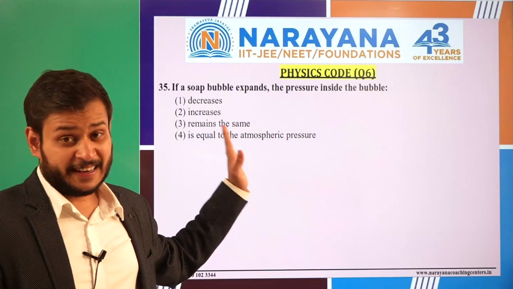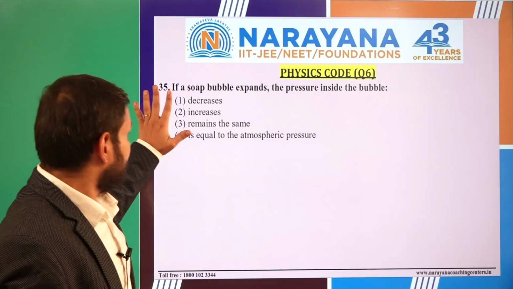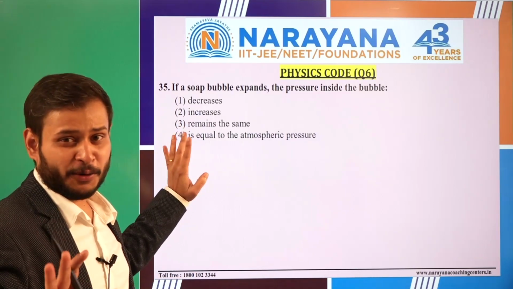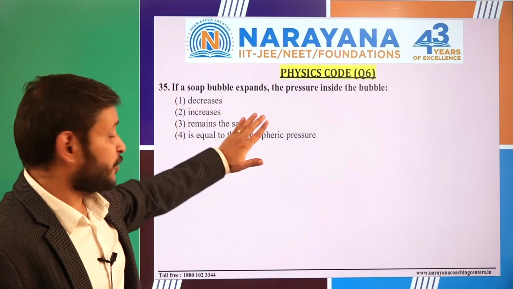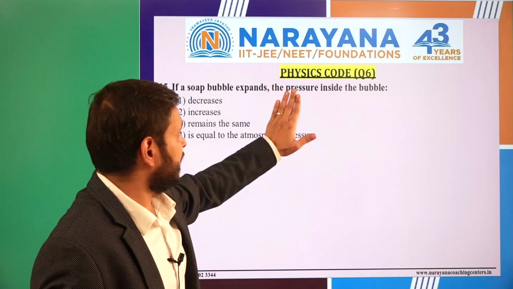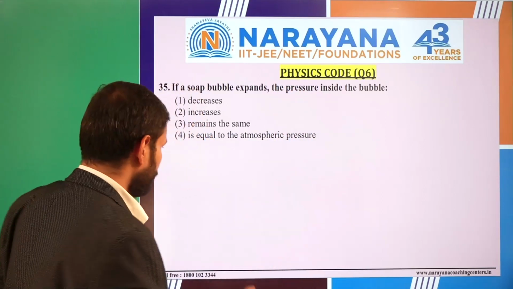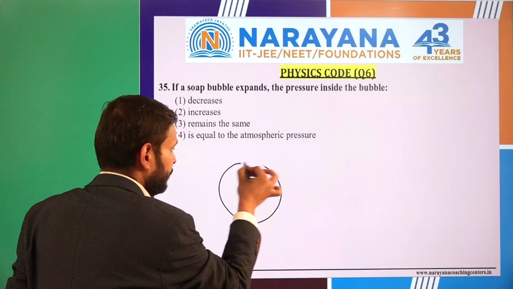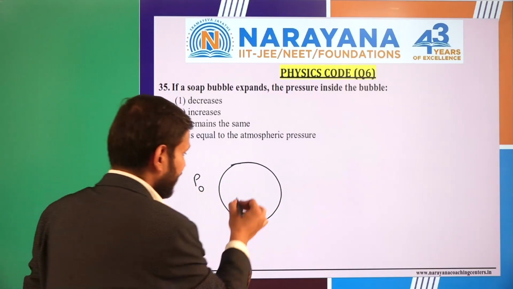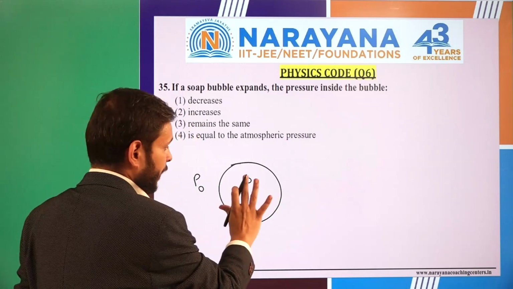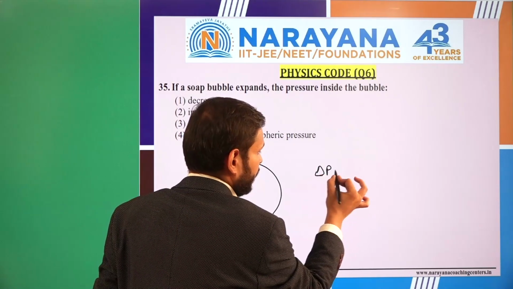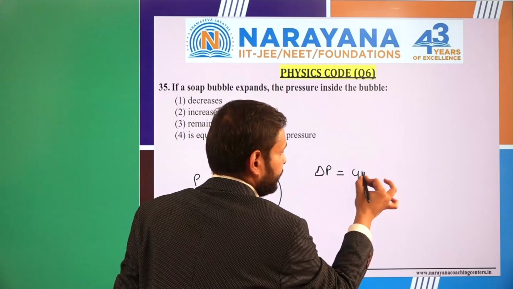Question number 35, last question of section A. This question is from, again, the fluid mechanics part, specifically from the surface tension part. Excess pressure we have to discuss over here. If a soap bubble expands, the pressure inside the bubble is. Now you should know, if there is a soap bubble outside, we can say that the pressure will be P naught, that is atmospheric pressure, and inside there will be some pressure. Let's call it P. So we know that excess pressure for here, the soap bubble, will be 4T by R.